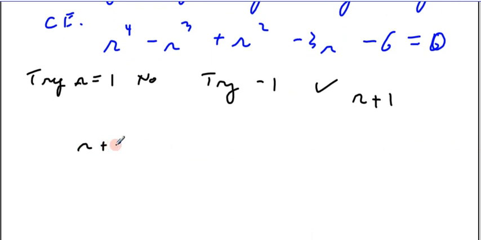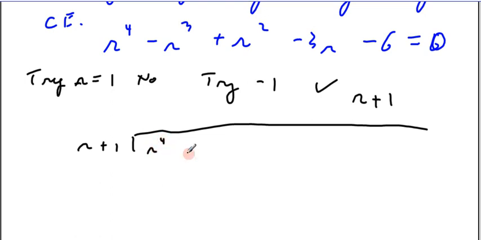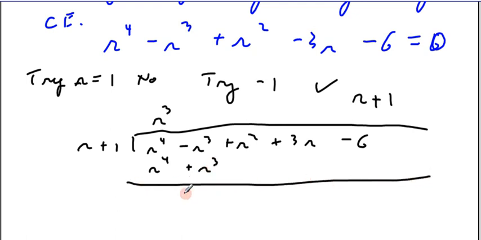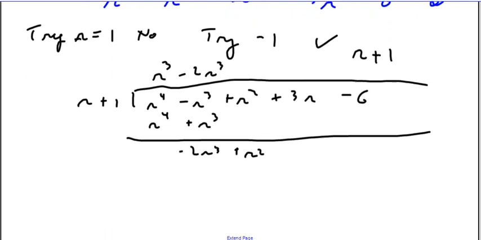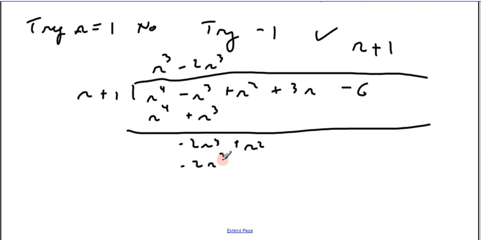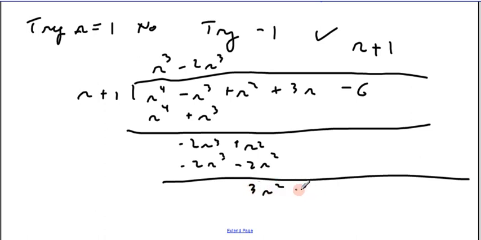Okay, so we're going to take r plus 1, divide it into r to the fourth, r cubed, r squared, 3r, minus 6. I'm going to get r cubed, r to the fourth plus r cubed, minus 2r cubed plus r squared, minus 2r cubed. Get minus 2r squared. I'm going to get 3r squared plus 3r, plus 3r squared plus 3r gives me 0.